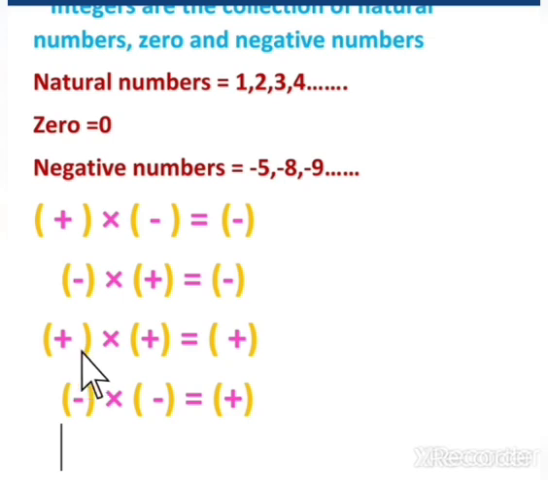And next, plus into plus is equal to plus and minus into minus is equal to plus.